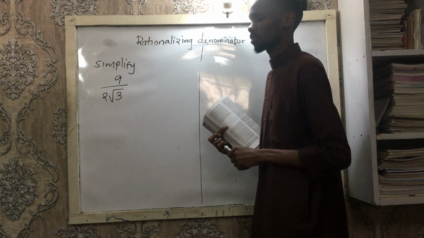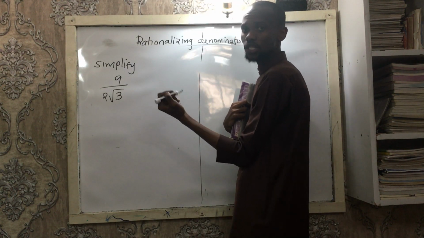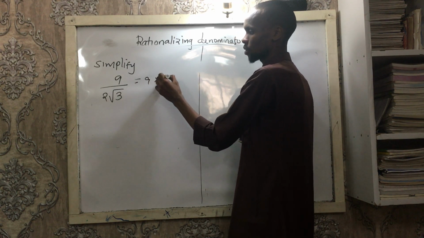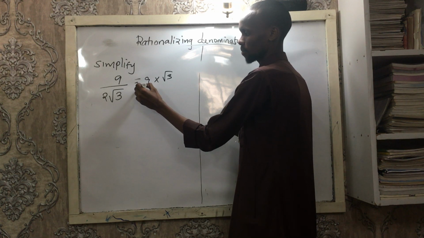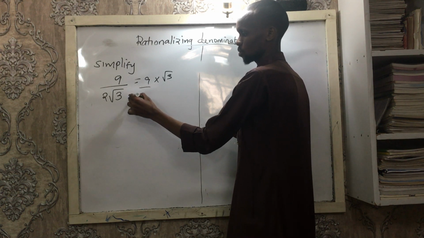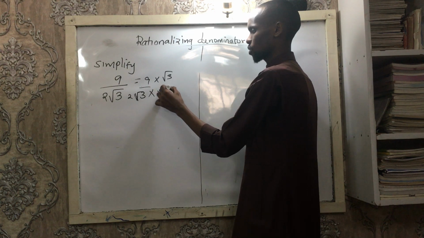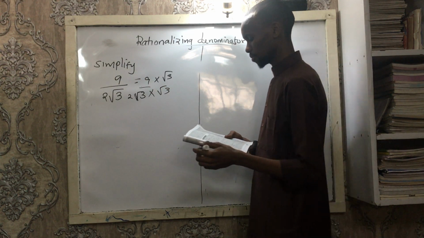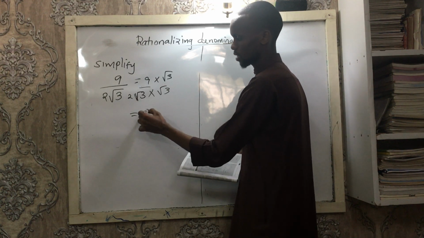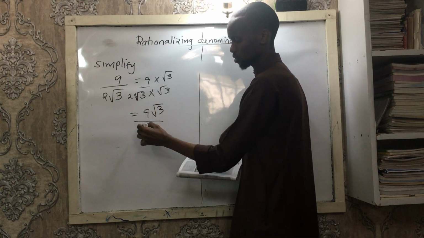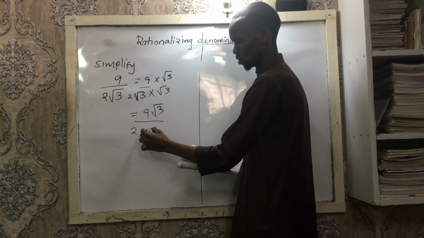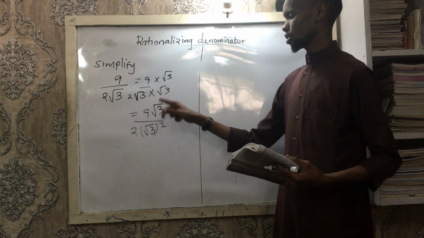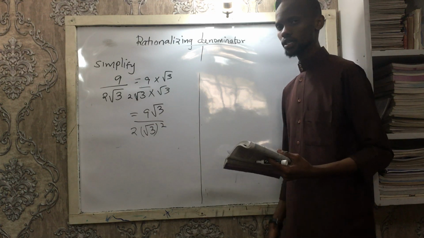Okay. So this is the same as, remember, multiplying by the conjugate of the denominator, right? So we'll have 9 multiplied by root 3 over 2 root 3 multiplied by root 3. Now from there, we'll have 9 root 3 over 2 root 3 squared, right?